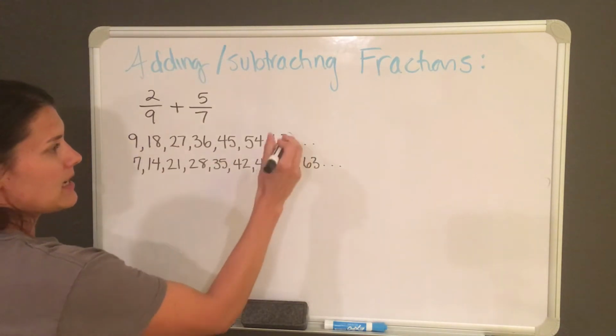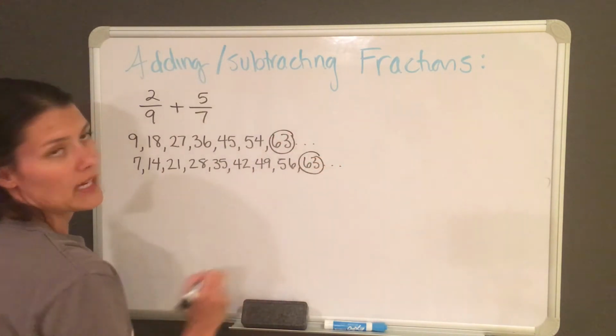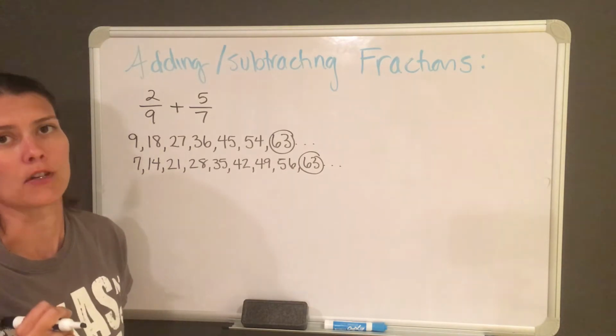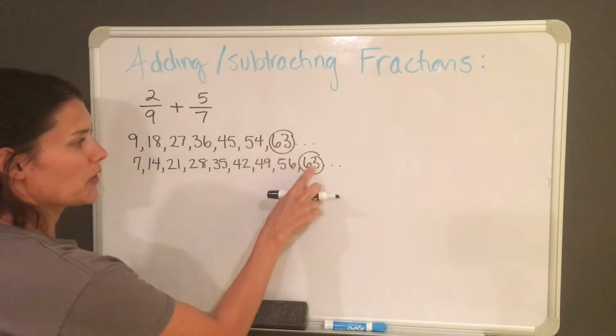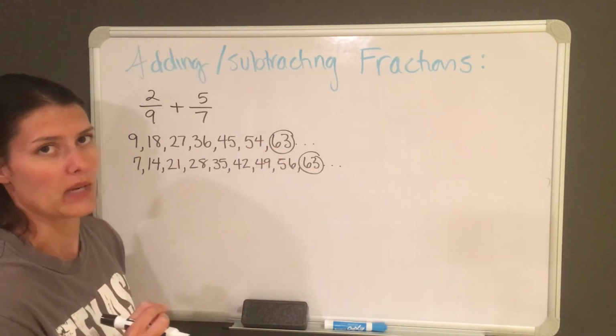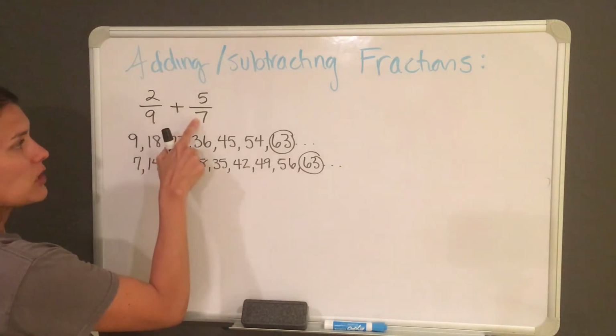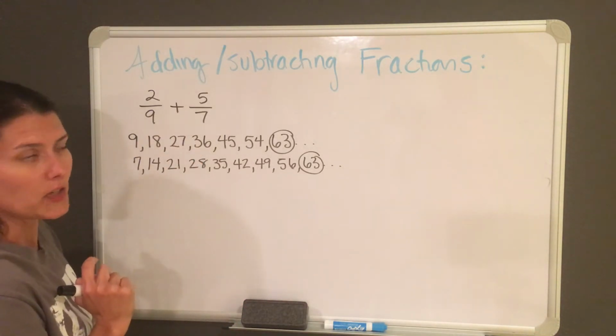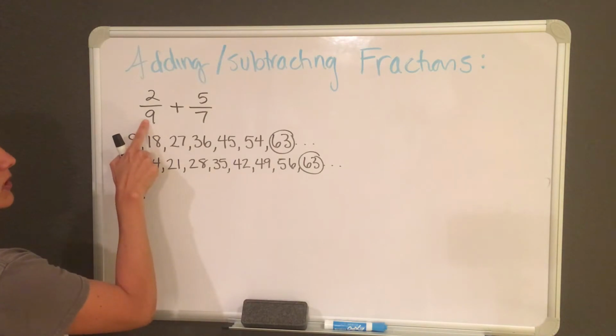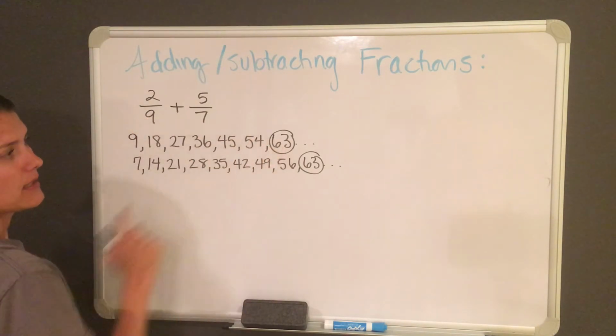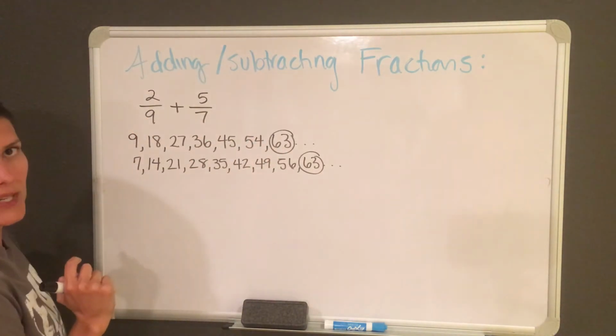In this case, I see both of these have a 63, and it is the lowest number that they have in common. So 63 is the lowest common denominator. I need to change both of these denominators to 63. So in the first one, 9 times what is 63? That number would be 7.